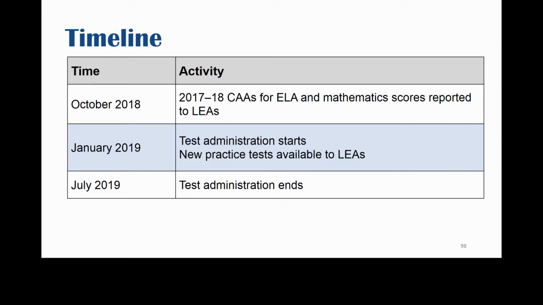Here are a few key dates to keep in mind for both the California alternate assessment for ELA and math. We anticipate the results for the ELA and math alternates will be reported to you, the LEAs, in October, soon. The test window for this administration year will begin in January and will end in July. And each LEA will set its own testing window based on its instructional calendar. You have set up your windows already, right? So remember to do that if you haven't. Please note also that the new practice tests will be available in January as well.